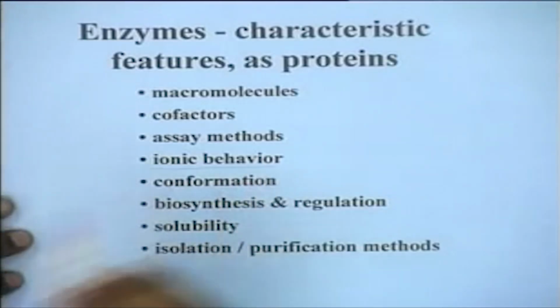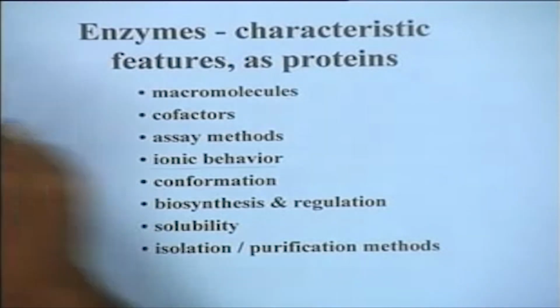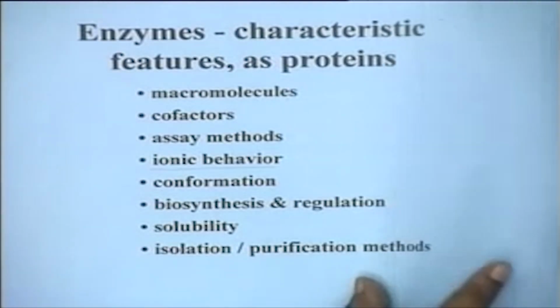The next important property of proteins is their ionic behavior. Now, this ionic behavior, you will all agree, results from the monomer units that are present, the amino acids that are present in the macromolecule.